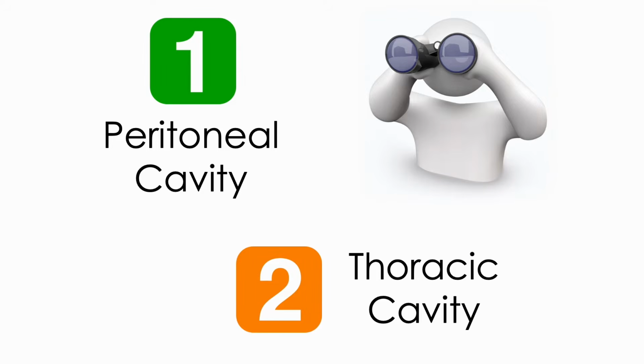The FAST helps us evaluate the peritoneal cavity and the thoracic cavity. The exam is designed to answer one main question: is there free fluid where it shouldn't be? We will look for both intraperitoneal and intrapleural free fluid. In a trauma setting, free fluid is assumed to be blood until proven otherwise.